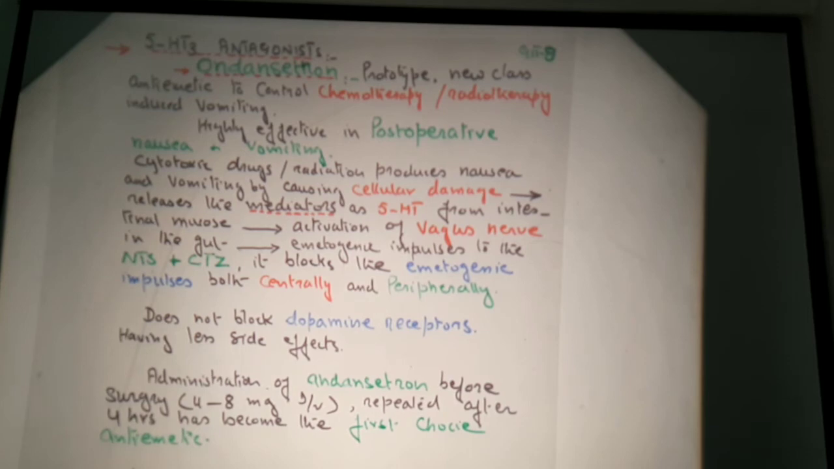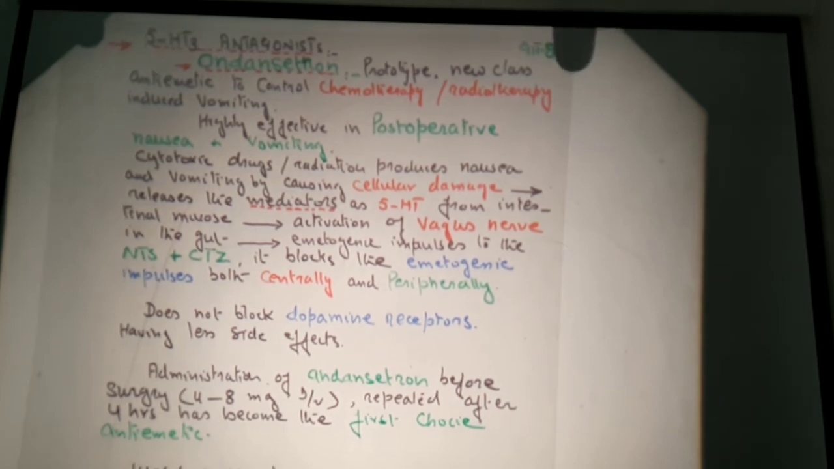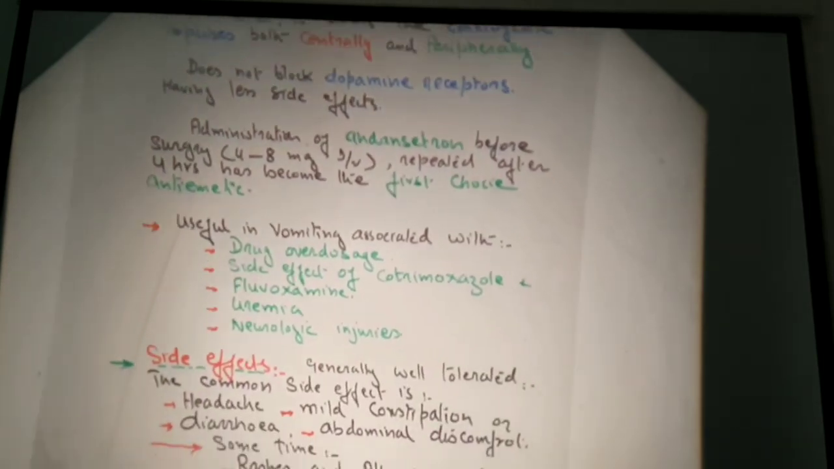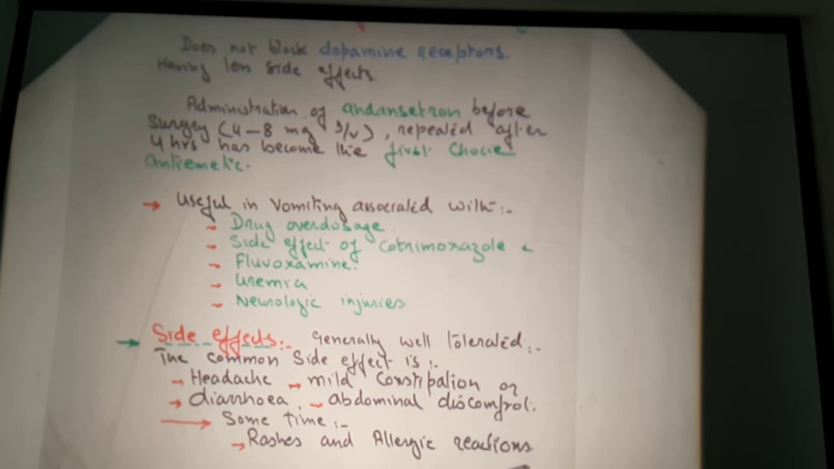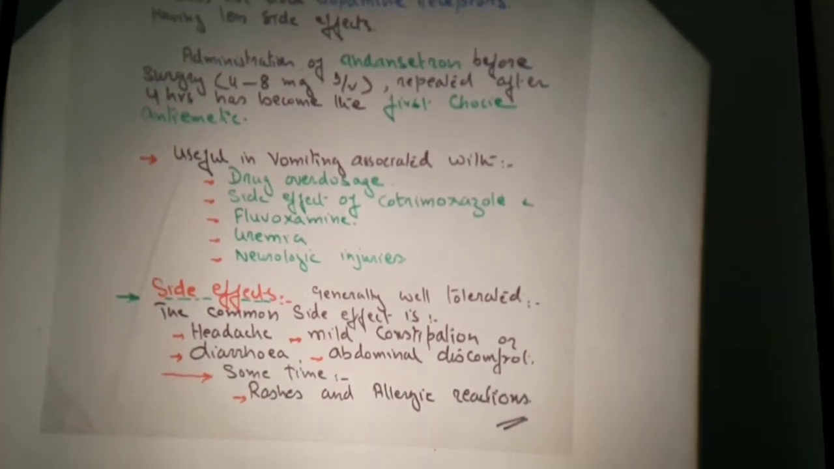It does not block the dopamine receptor, so there are fewer side effects. Administration of ondansetron before surgery, that is 4 to 8 milligrams intravenously, repeated after 4 hours, has become the first choice of antiemetic. When it is given to the patient before surgery, it is most effective in controlling emesis, the process of vomiting.